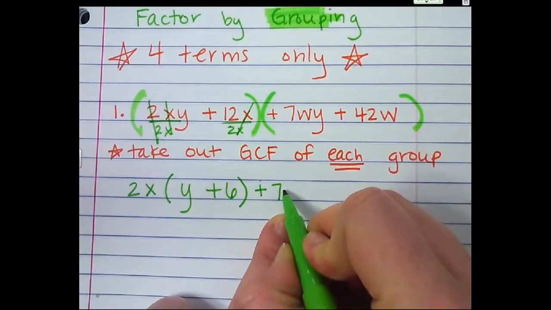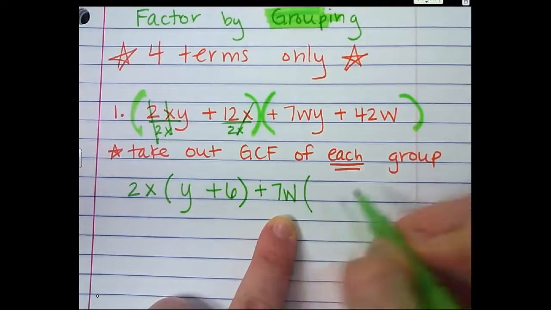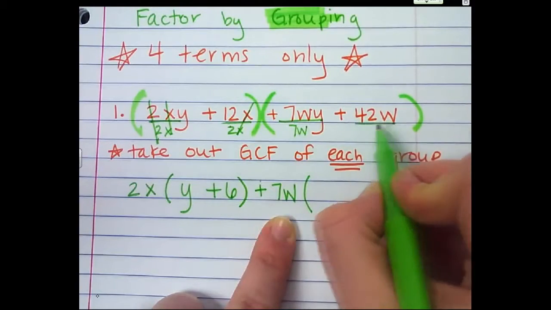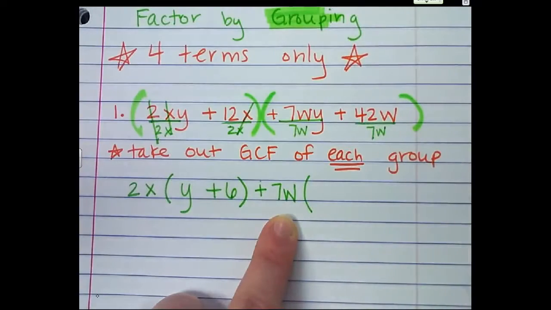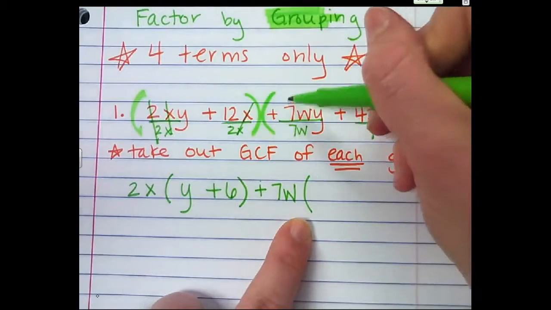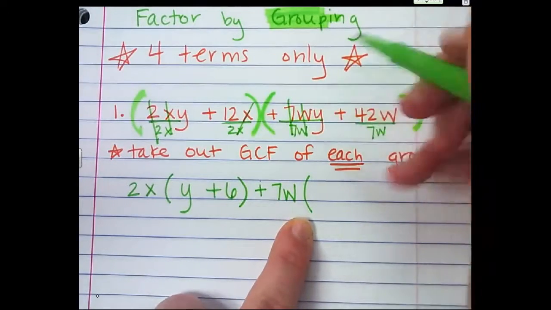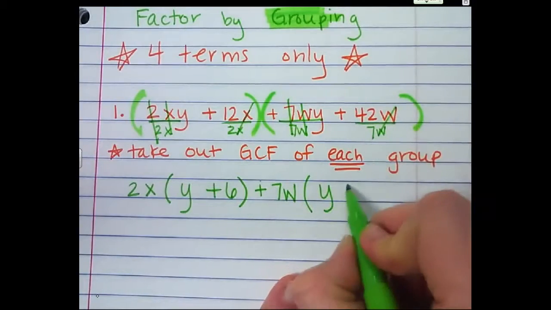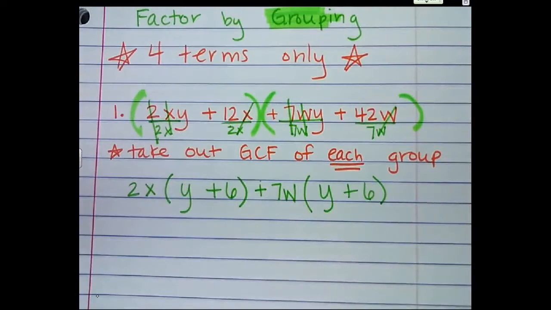What else can I take out? A w. Good. So I'm going to divide each piece by 7w. The 7's cancel, the w's cancel, and I get y. 42 divided by 7 is 6.